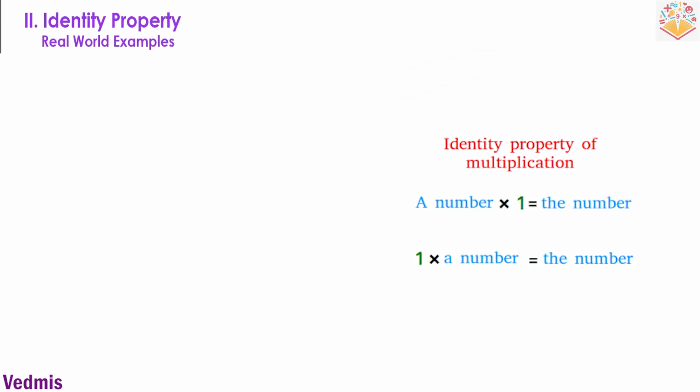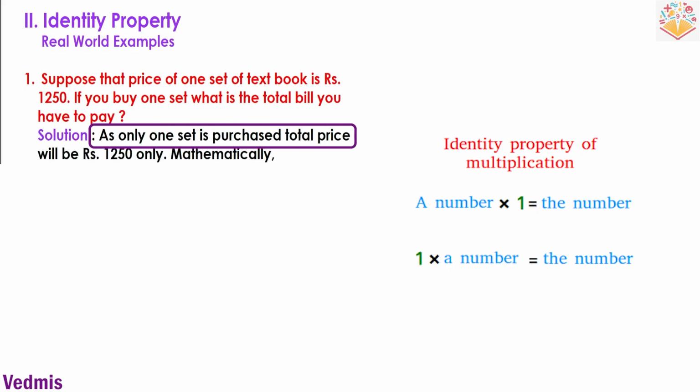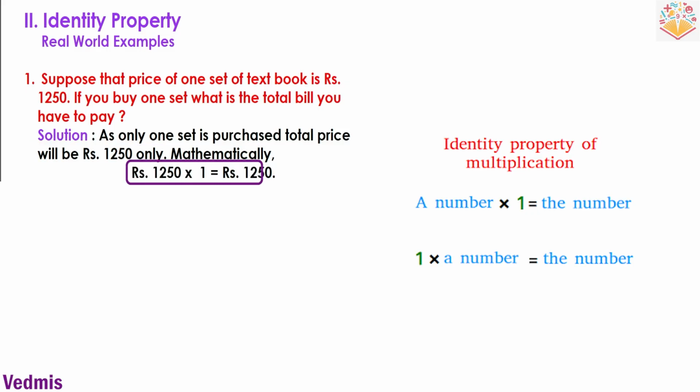Let us take the second property. As usual, we will see some real world examples. First example, suppose that the price of one set of textbooks is rupees 1250. If you buy one set, what is the total bill you have to pay? As only one set is purchased, the total price will be rupees 1250 only. Mathematically, we write it as 1250 into 1 is equal to rupees 1250.